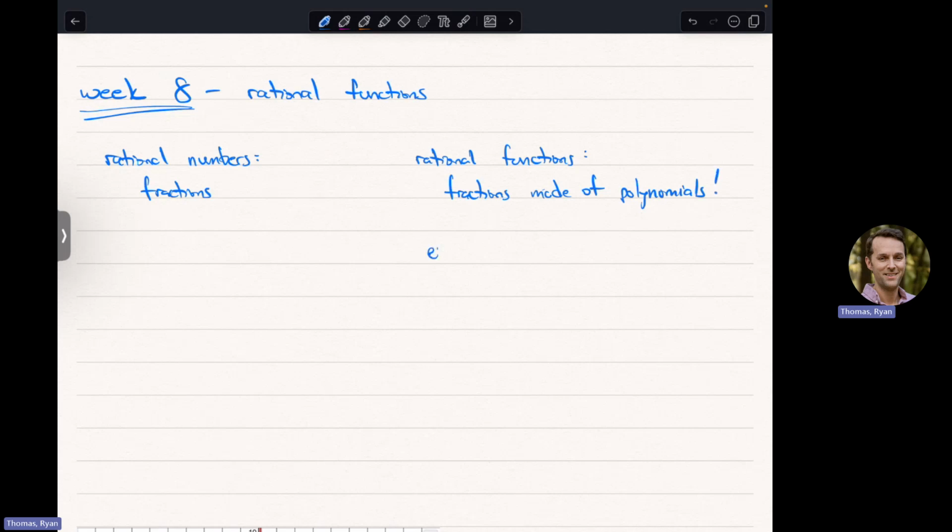So specifically, things where we have some polynomial in the denominator, so something still involving a variable in the denominator. I don't remember exactly what the thing I had just a second ago was. I don't know why I erased it, but something like that is an example of a rational function. This is a polynomial. This is also a polynomial. This is a fraction made of polynomials. So that's what rational functions are.